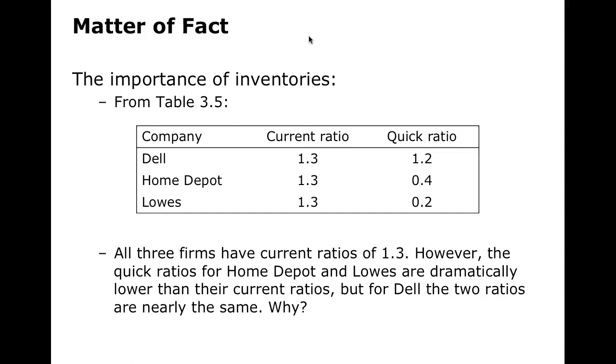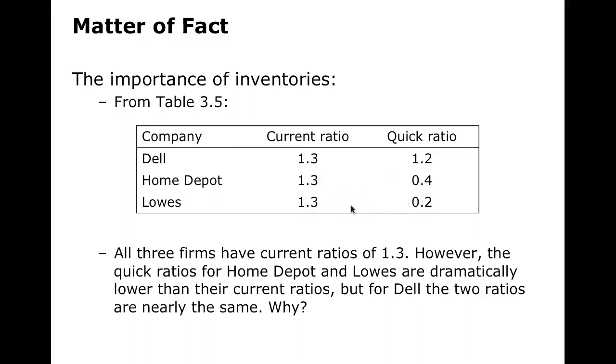Okay, so, importance of inventories. If we look at this table, we have Dell, Home Depot, and Lowe's, and we look at their quick ratio and their current ratio. We see here that Dell has the least amount of change between their current and quick, which means they have the least inventory, whereas Lowe's has the biggest change, which means Lowe's has the most inventory.